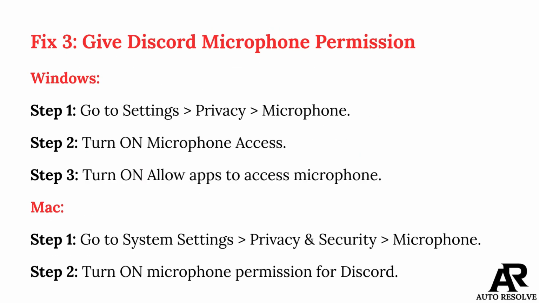Fix 3. Give Discord microphone permission Windows. Step 1. Go to Settings, Privacy, Microphone. Step 2. Turn on microphone access. Step 3. Turn on Allow apps to access microphone. Mac. Step 1. Go to System Settings, Privacy and Security, Microphone. Step 2. Turn on microphone permission for Discord.